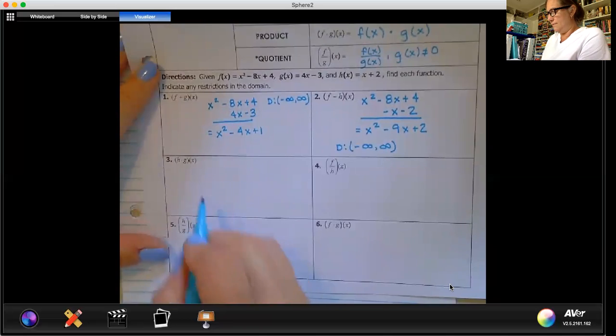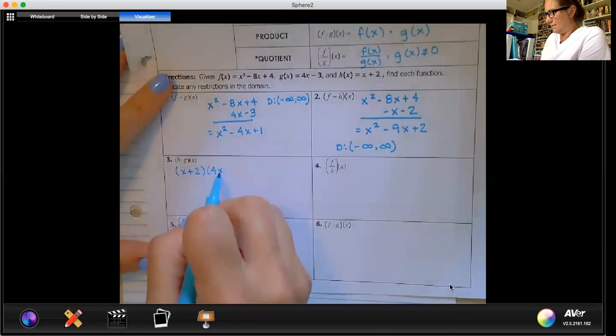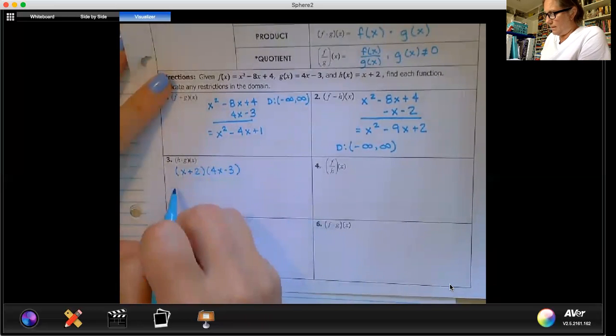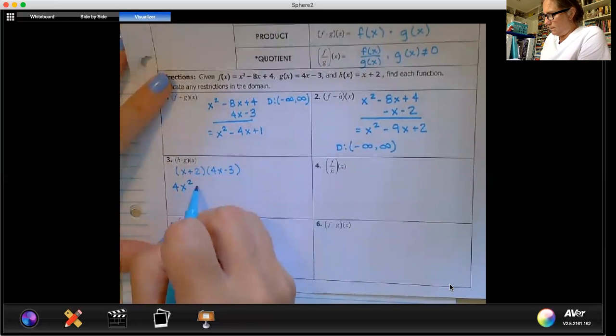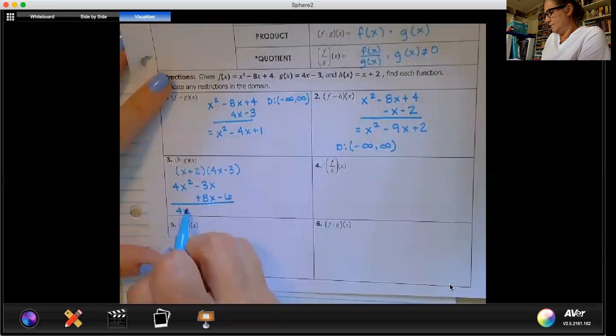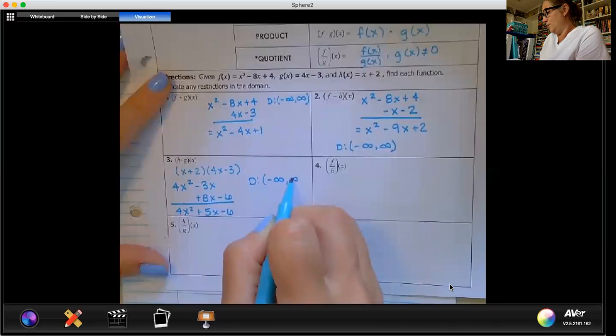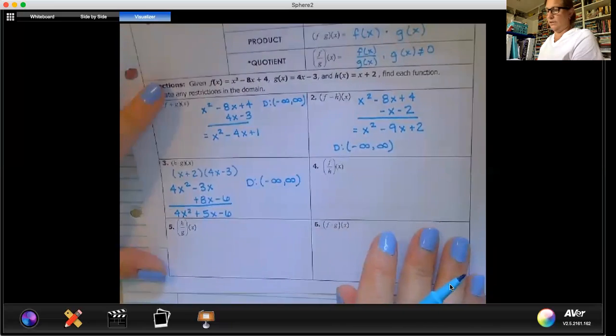Multiply h times g of x. So h of x times g of x. FOIL method here: 4x squared minus 3x plus 8x minus 6 is 4x squared plus 5x minus 6. Another polynomial. Quadratic function here, no restriction on the domain.